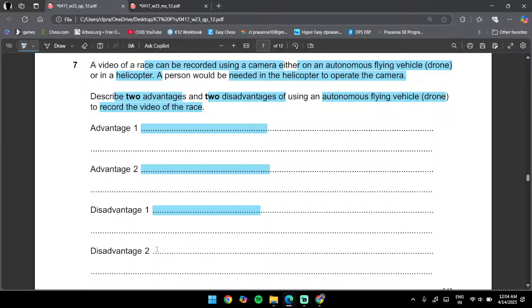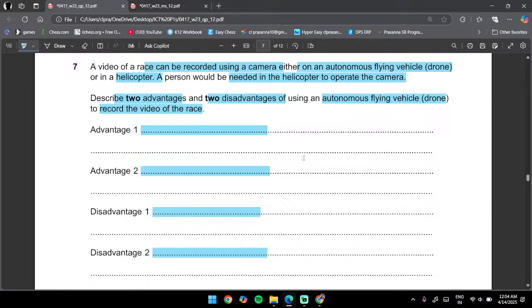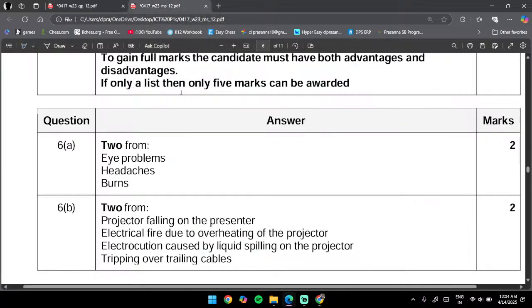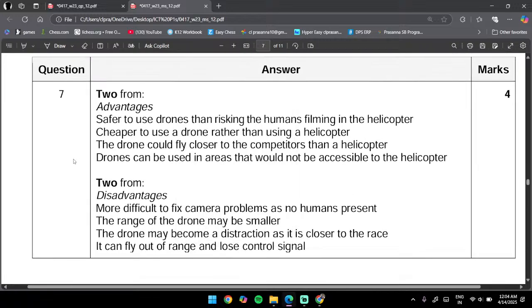Or I feel like, if you fly your drones too far away and you lose control because your signal breaks, then you're not able to control them again. So if signal is lost, then it's difficult to regain control. It's something I would have said or I did say, I don't quite remember. But yeah, these are how you go about questions like these, even if you don't know the answer. Okay, so it's safer to use drones than risking the human filming in the helicopter.